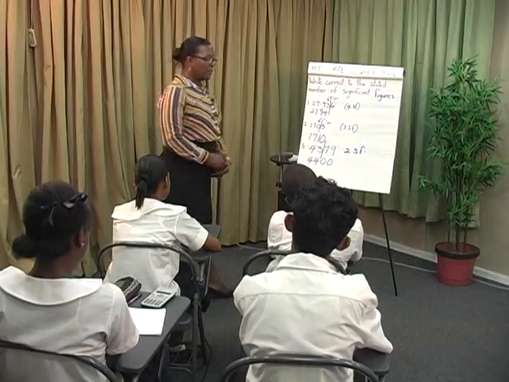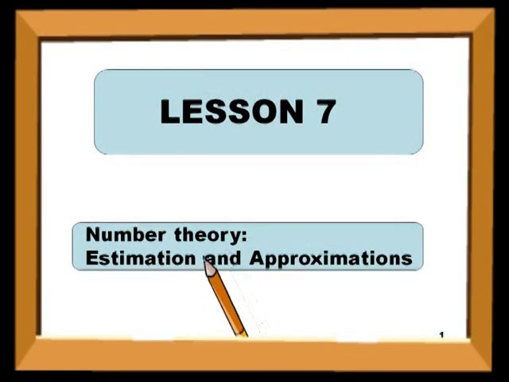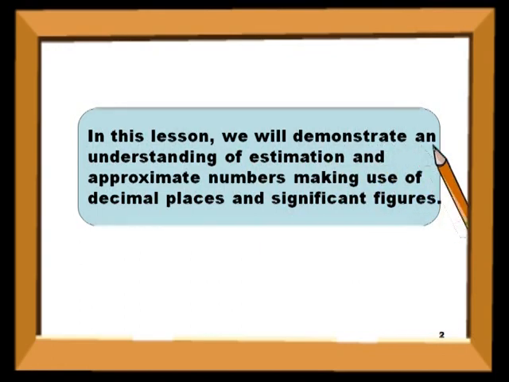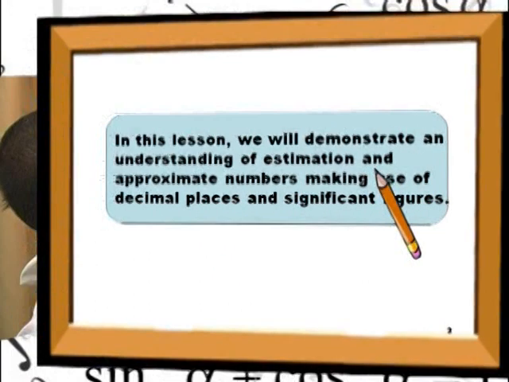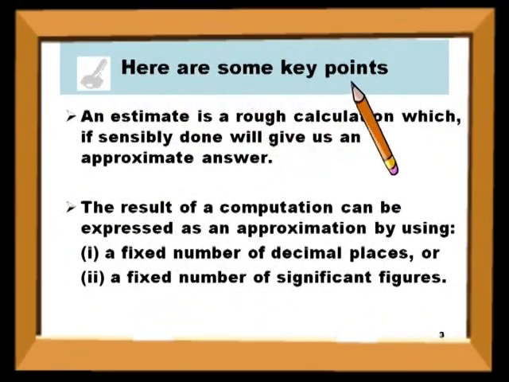Good. Now let us recap quickly. Here, look here. Lesson 7, number theory, estimation and approximations. In this lesson, we will demonstrate an understanding of estimation and approximate numbers making use of decimal places and significant figures. Here are some key points. An estimate is a rough calculation which, if sensibly done, will give us an approximate answer. The result of a computation can be expressed as an approximation by using 1. A fixed number of decimal places, or 2. A fixed number of significant figures.